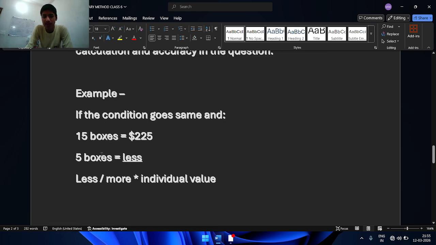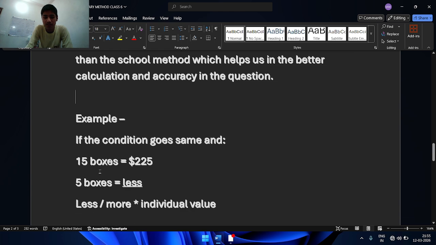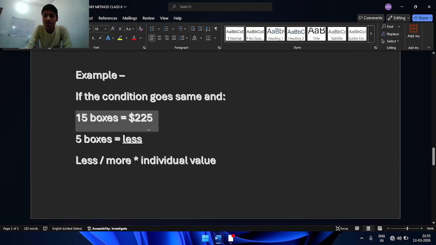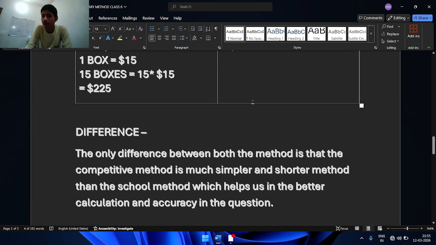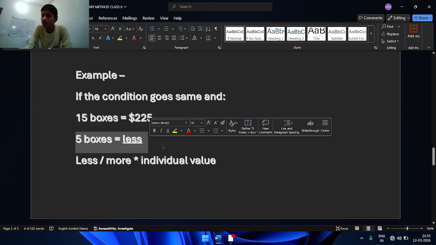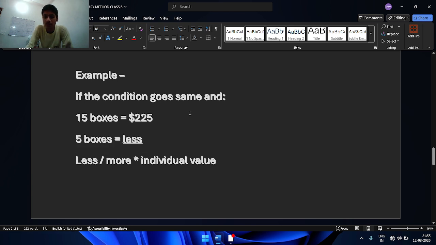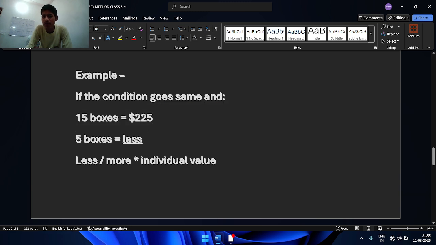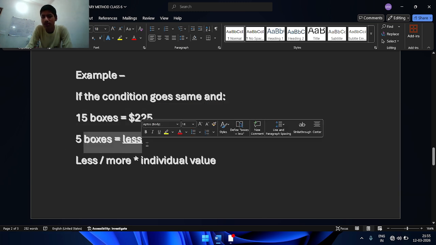Okay. If you're taking the example again, I have already taught you this. If the condition goes the same and 15 boxes is $225. Now we have already calculated $225 for 15 boxes. Now we have to calculate 5 boxes. So I have already told you that logic. If 15 boxes is $225, then 5 boxes will be less than $225. So 5 boxes will be less.